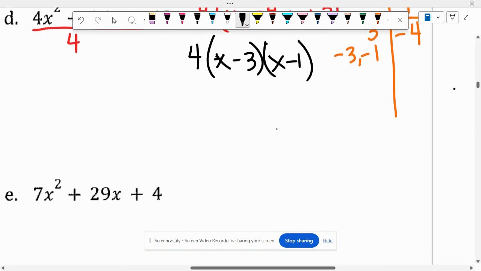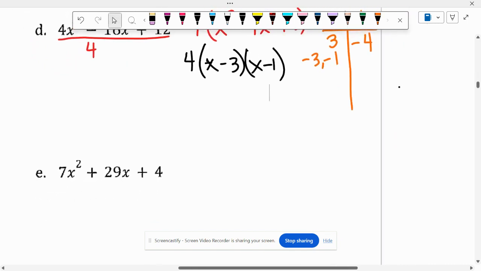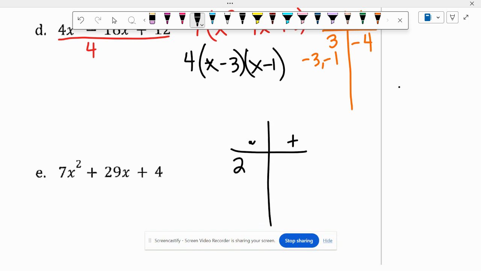I'm going to keep going. What about example E? What can I pull for example E? Nothing. So let's do our times plus chart. A times C. What's 7 times 4? 28. So I'm looking for a product of 28 that adds up to a sum of what? 29. What two numbers can I multiply together to get 28 that when I add them, I get 29?